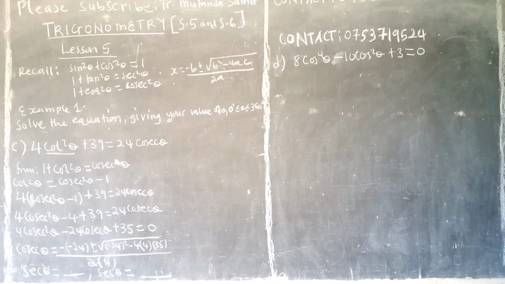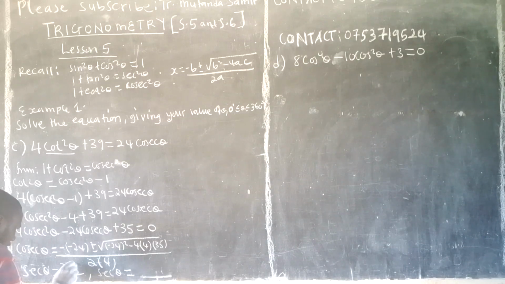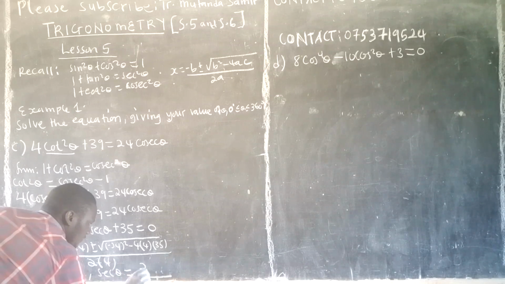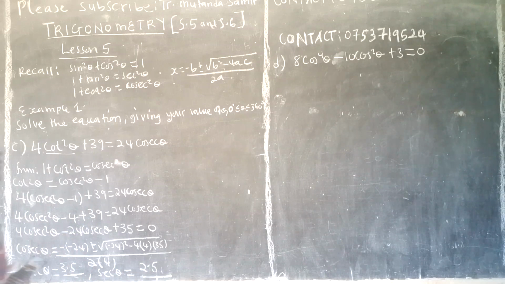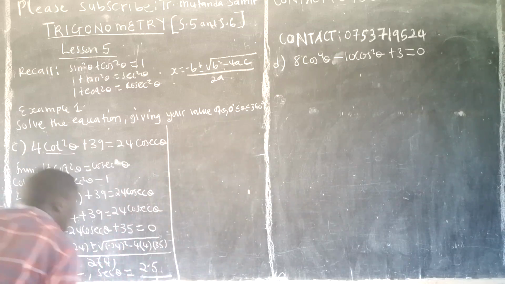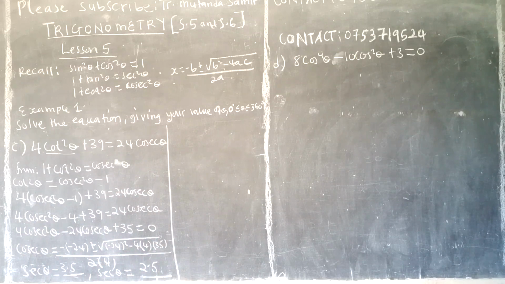And what you're going to get from our calculator is, all right, negative 24, 35, 3.5, then 2.5. These are the answers we're having: 3.5 and 2.5.